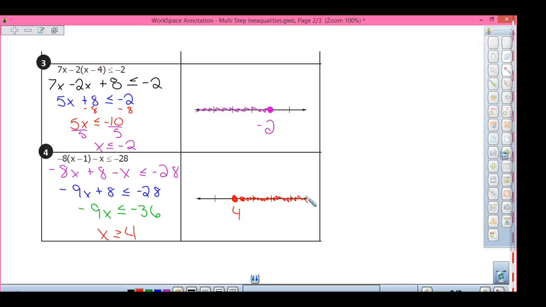I got x is greater than or equal to 4. Okay, don't forget to flip your sign, because we divided by a negative 9. Who's confused? What'd you get? Well, here, look, you're one negative divided by a negative. Okay, so that's going to give you a positive. Does that make sense? Okay.